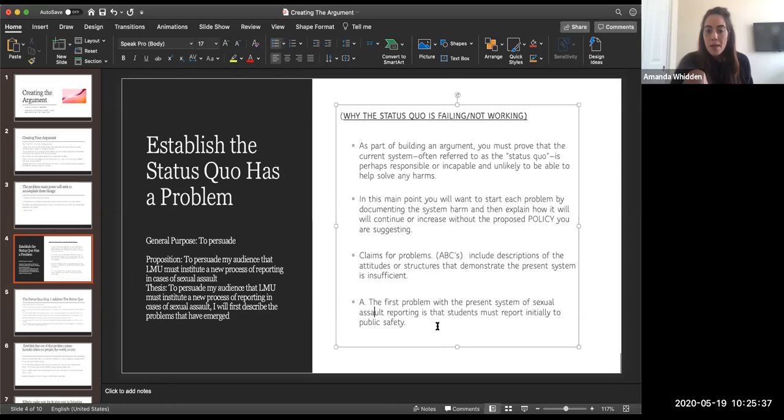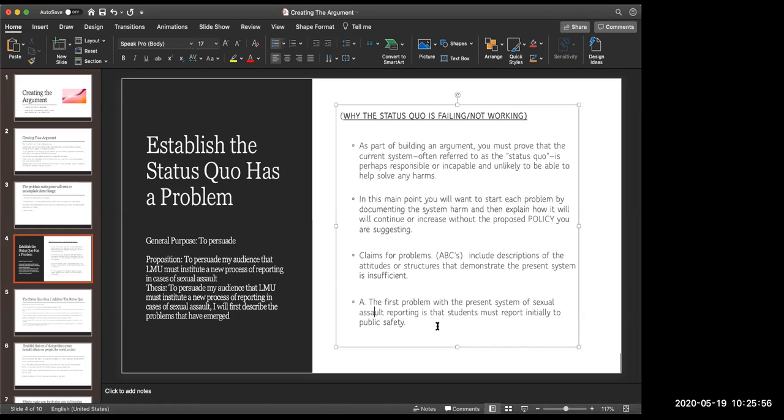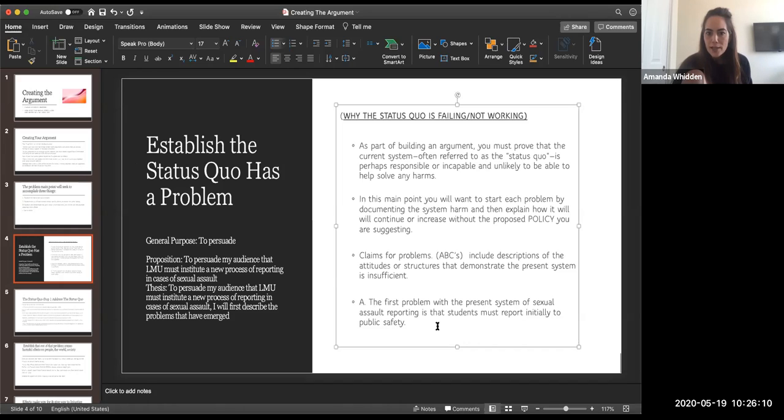As an audience member, what do you think about that claim? If you were in danger, let's say, who would be the first person you would think about turning to? Probably someone who's important, like someone with security, like a security guard. Exactly. Campus safety. So when I make the claim that the first problem with the present system of sexual assault reporting is that students must report initially to public safety, in the average mind of an individual who's never been sexually assaulted, the question is, wouldn't that be the right choice? Wouldn't they be the ones to help you?